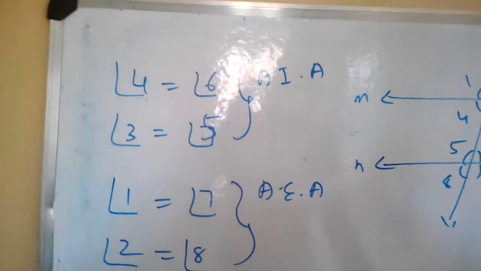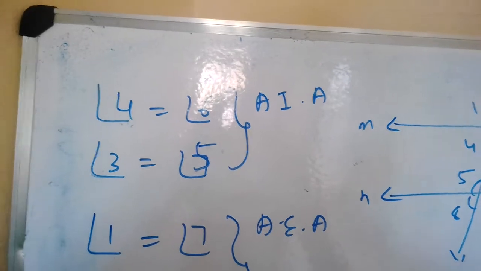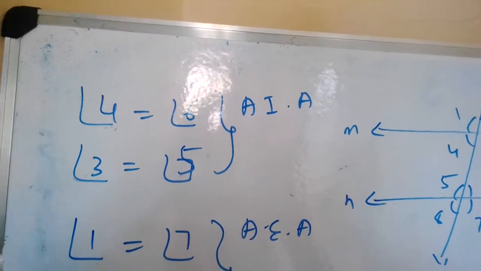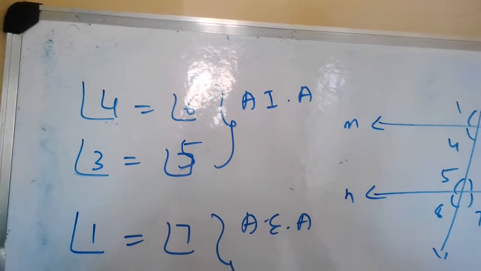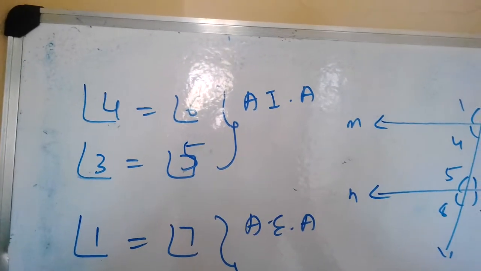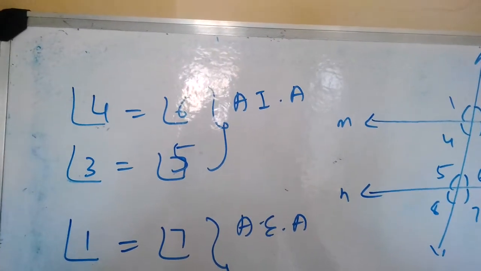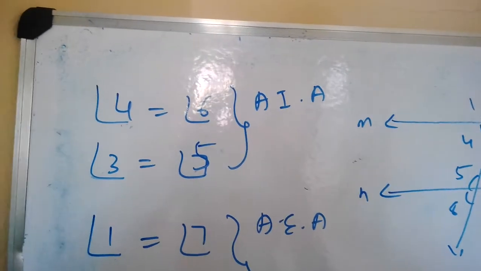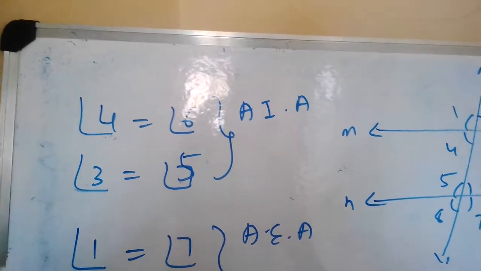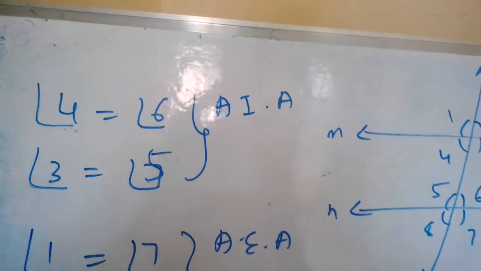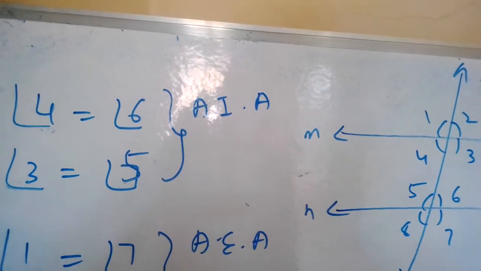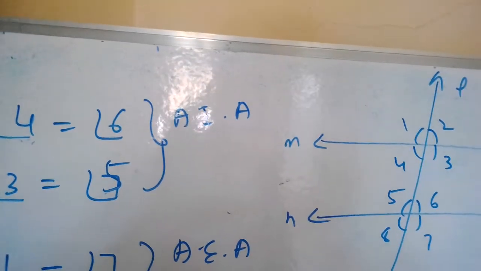Clear? So till now we studied corresponding angles, alternate interior angles, and alternate exterior angles. Alternate interior angles are always equal, and alternate exterior angles are always equal. These concepts you already studied in 8th standard. Now I will move to the exercise 6.2 first problem.